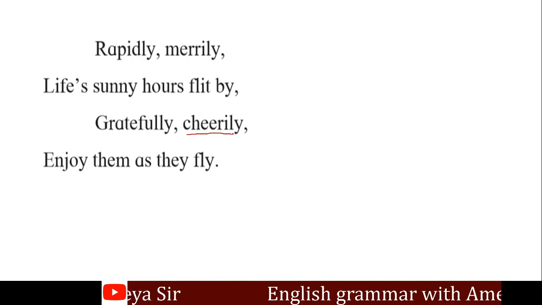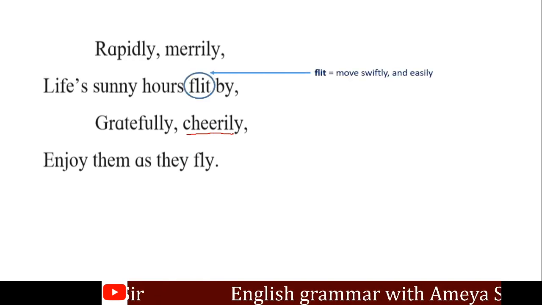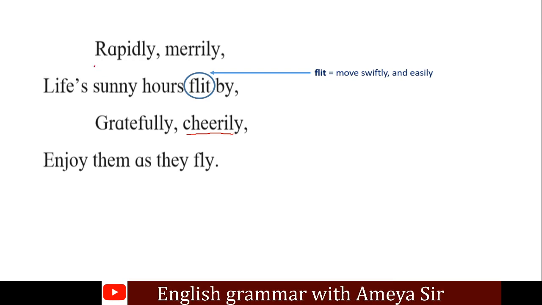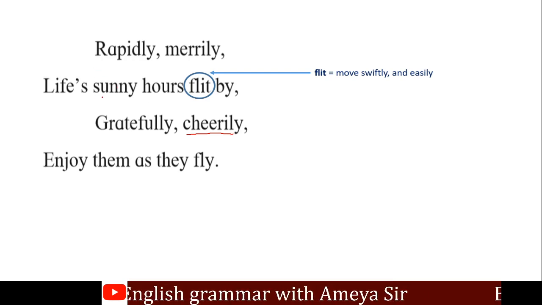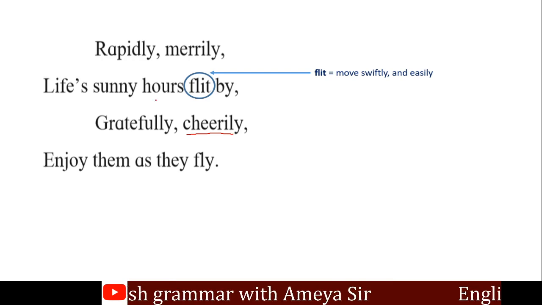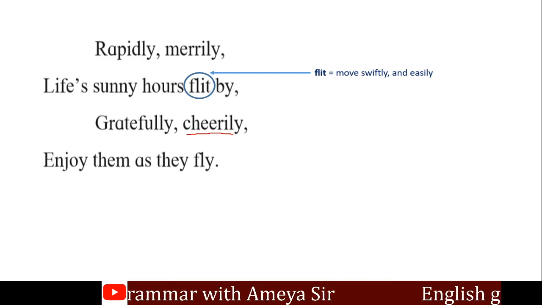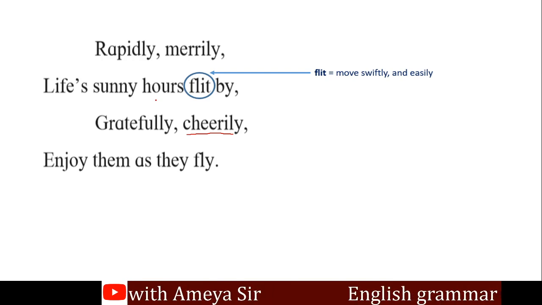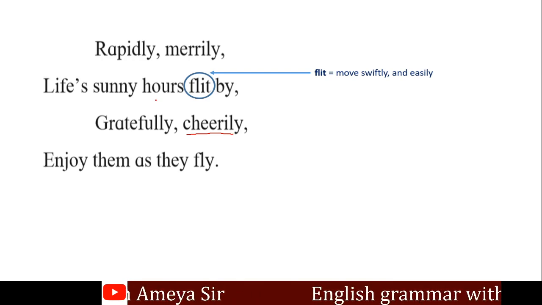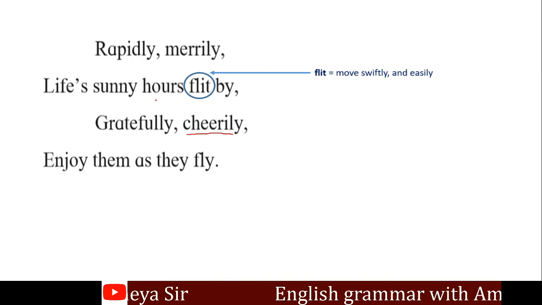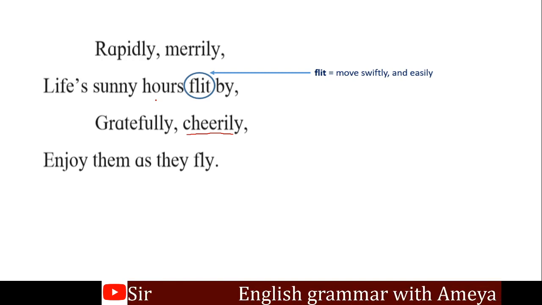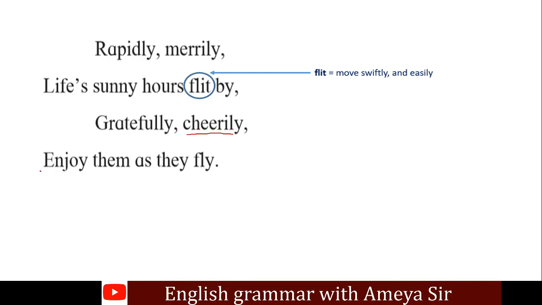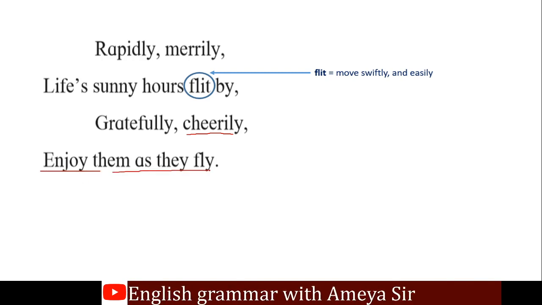So what is the poet trying to say here? The word flit means move swiftly and easily. So the poetess is saying that the sunny hours of life, which means the happy moments, very bright moments of life, pass by rapidly. They have the happy moments, and they pass by swiftly, they flit by. Gratefully, cheerily, enjoy them as they fly. So you should enjoy the moments as they go.